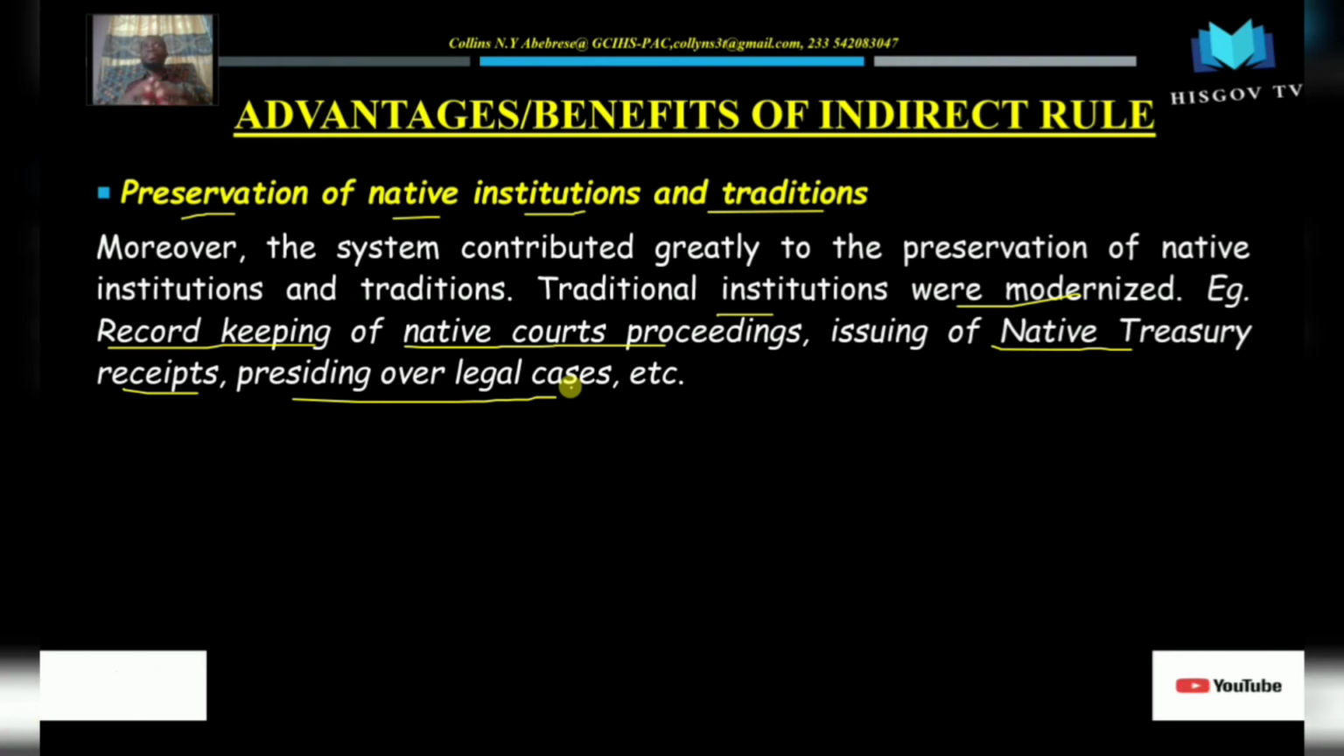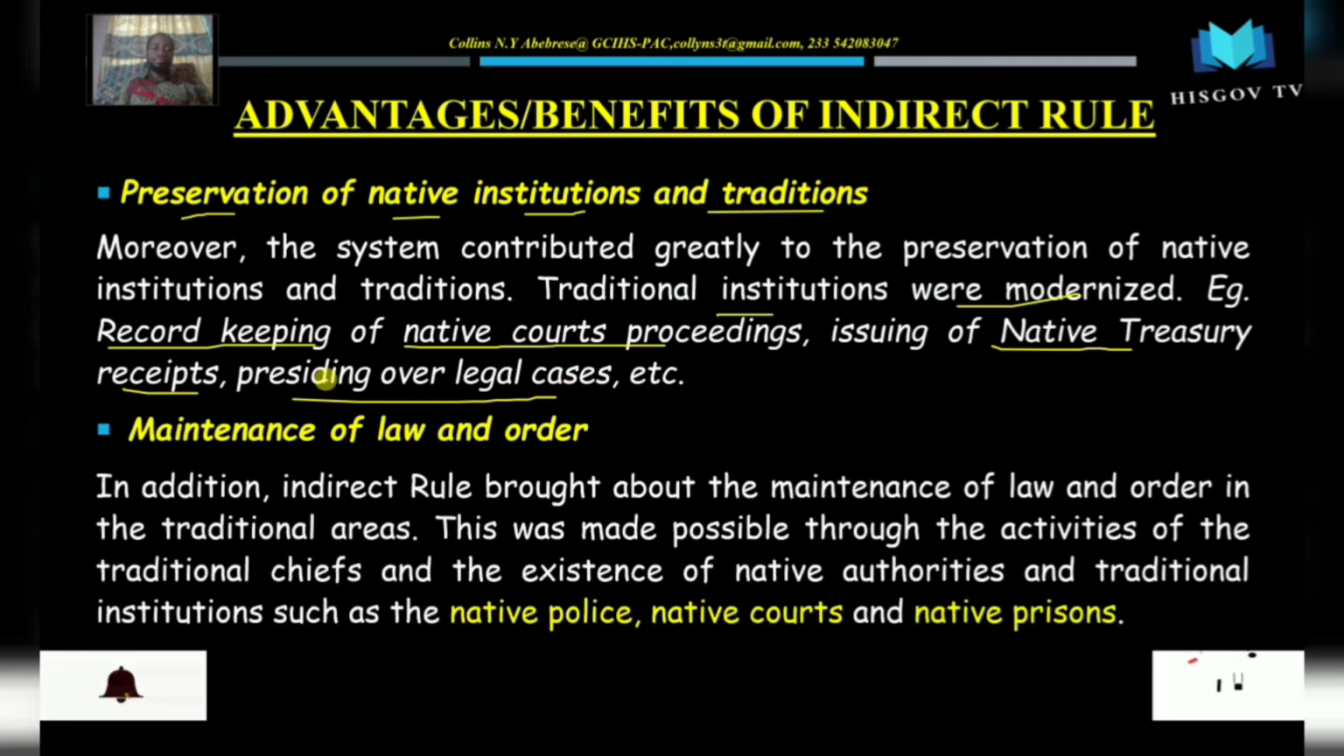And so this is how they came to modernize our native institutions, through the introduction of some of this record keeping and so on. So in a way they preserved the native institution and also tried to modernize it through these means. Now again, indirect rule also helped to maintain law and order in the society.